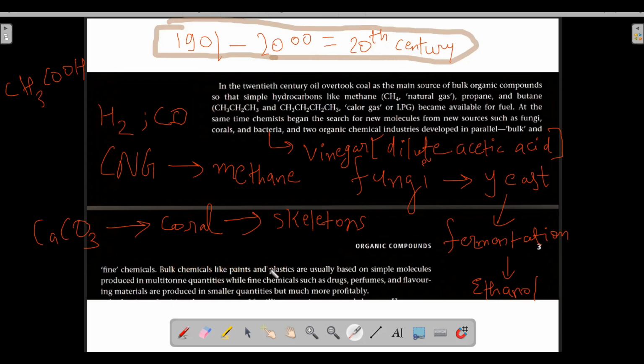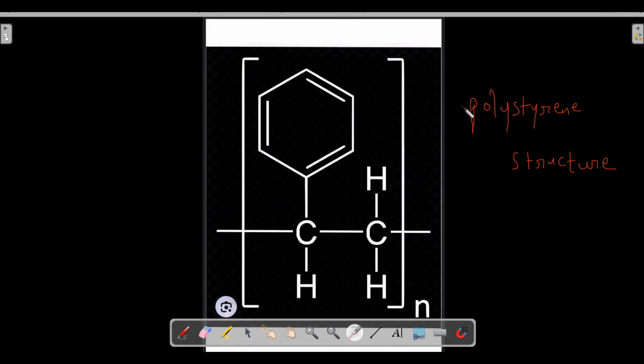Bulk chemicals like paints and plastics are usually based on simple molecules produced in multitonne quantities. Now, what are bulk chemicals? Okay, so I will give you one example of a bulk chemical. Look at this particular compound. This is polystyrene. This is the structure of polystyrene, and it is a type of compound made by the bulk industry.